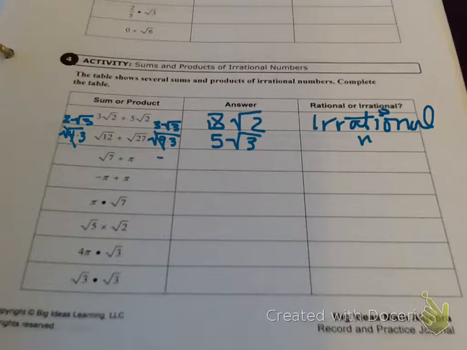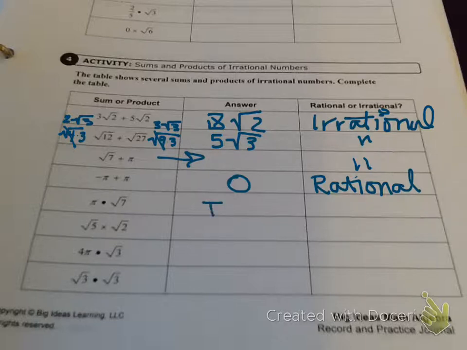Square root of 7 plus pi, we can't do anything to that, it's irrational. Negative pi plus pi would be 0, giving us a rational answer. Pi square roots of 7 is irrational.